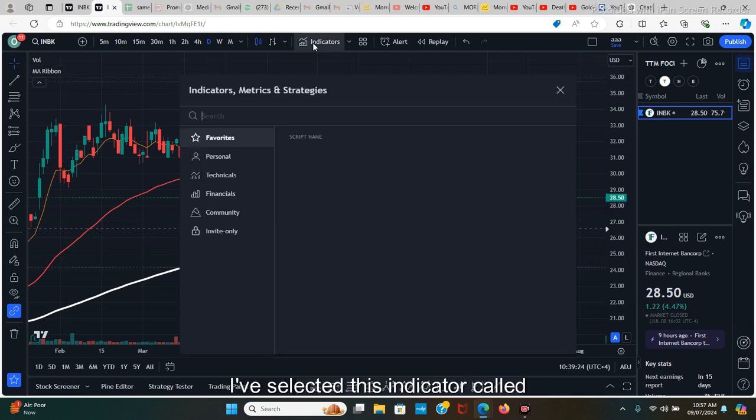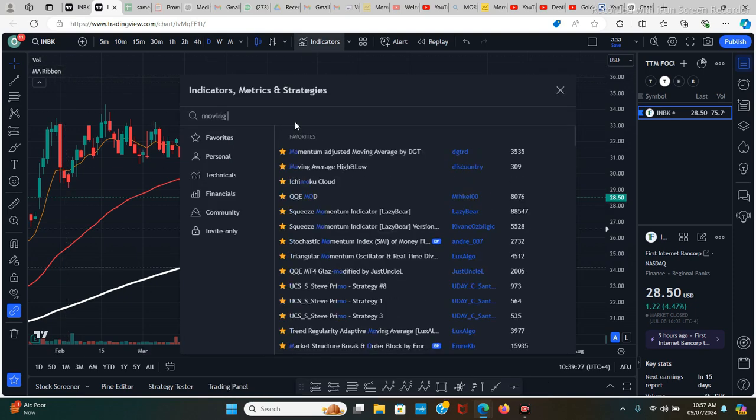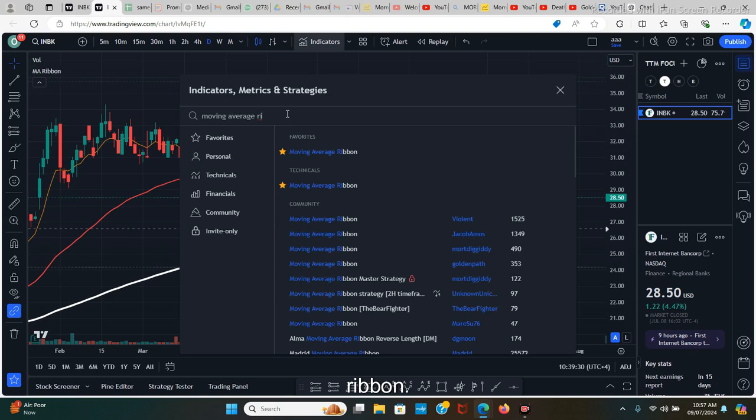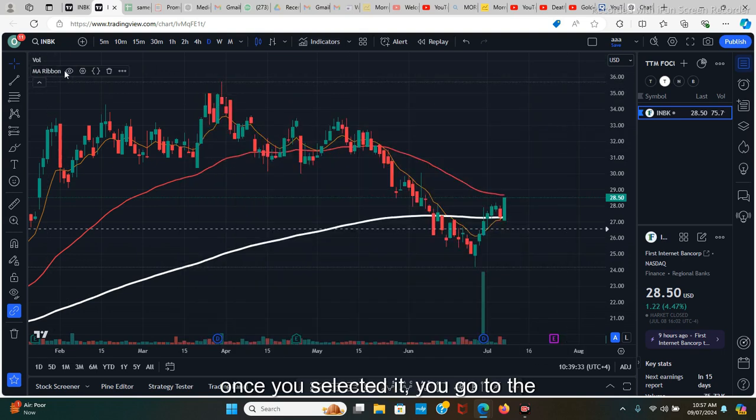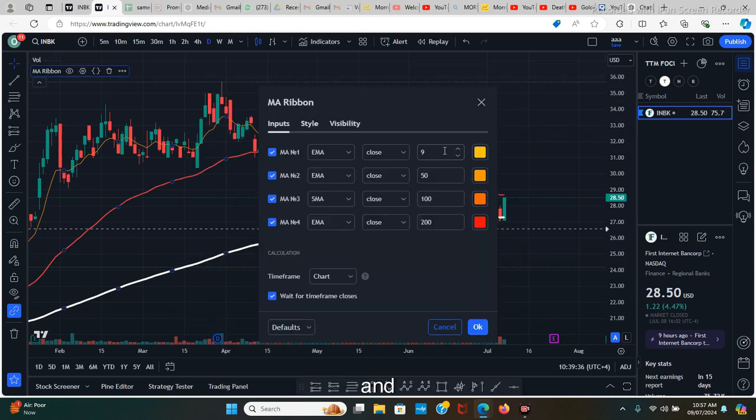I've selected this indicator called moving average ribbon, this one. Once you select it, you go to the settings and make these. You have the option of either making them EMAs or SMAs. SMA is simple moving average, and I've selected EMA, exponential moving average, 9 period, 50 period, and 200 period.